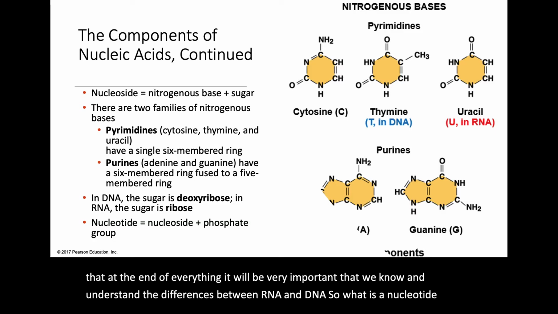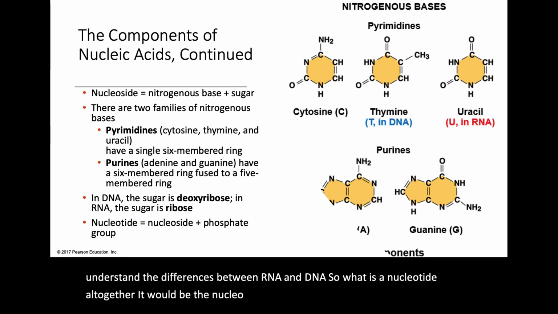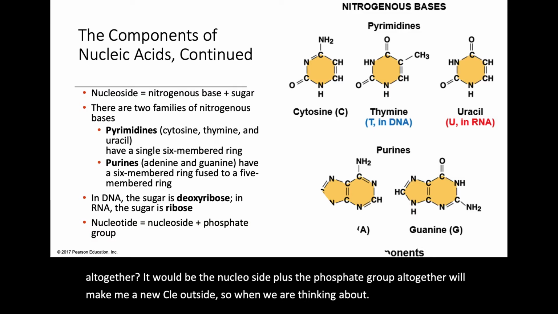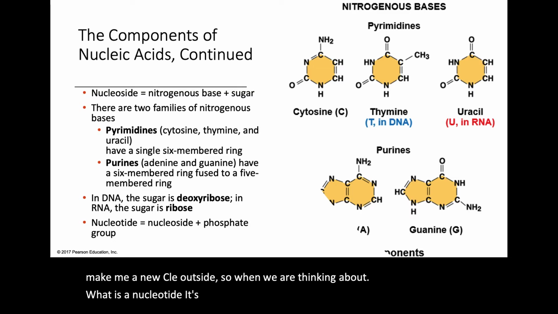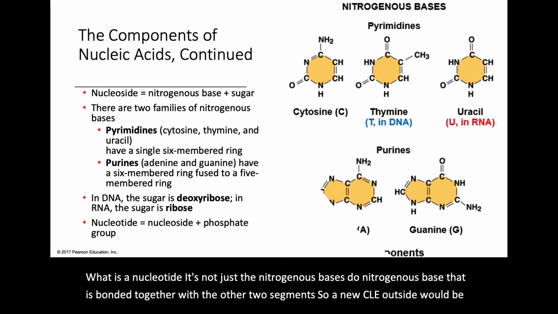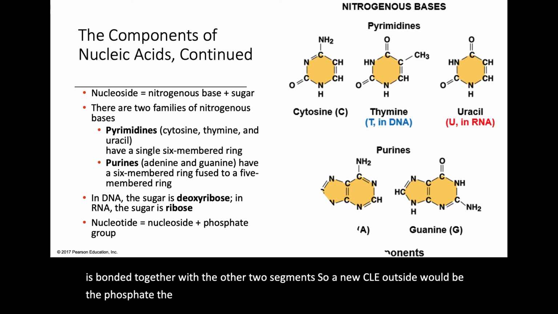So, what is a nucleotide altogether? It would be the nucleoside plus the phosphate group all together that will make a nucleotide. So, when we are thinking about what is a nucleotide, it's not just the nitrogenous base. It's the nitrogenous base bonded together with the other two segments. So a nucleotide would be the phosphate, the sugar, and the nitrogenous base. Very important to keep that in mind.